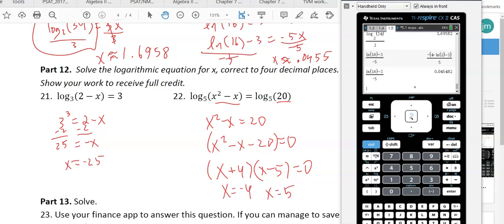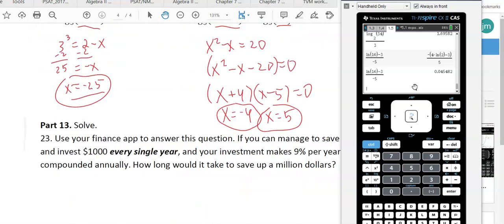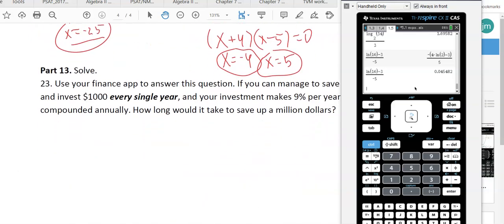Ooh, I didn't check my answer here. Did this work? Oh, it does work. 2 minus negative 25 is 27. That's an answer. Whew. Always a good idea to check your answer here. So negative 4, that would be 16 minus 4. That does work. That's a positive number. 25 minus 5, that works. So don't forget to check your answer. Wow, I almost didn't check my answers there. It's easy to forget.